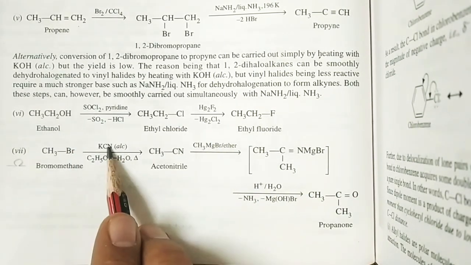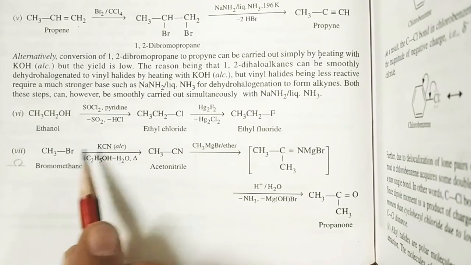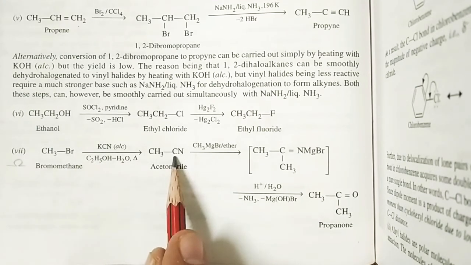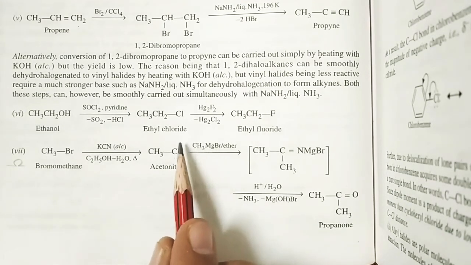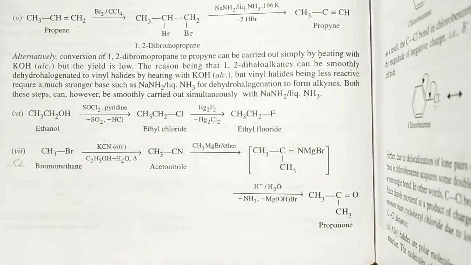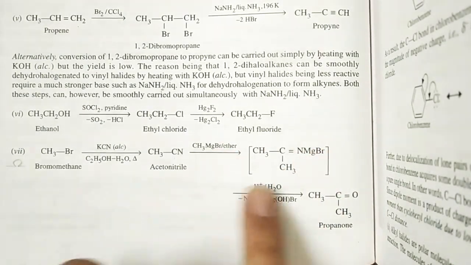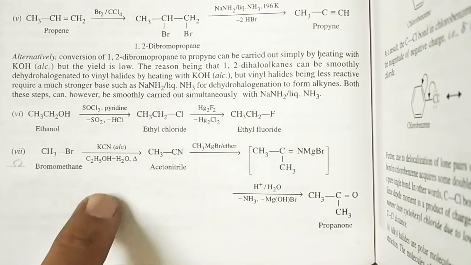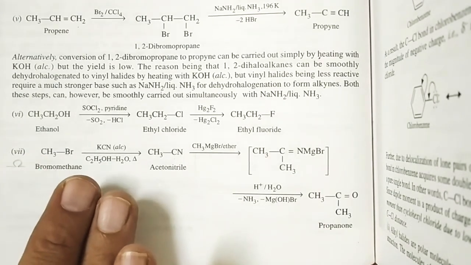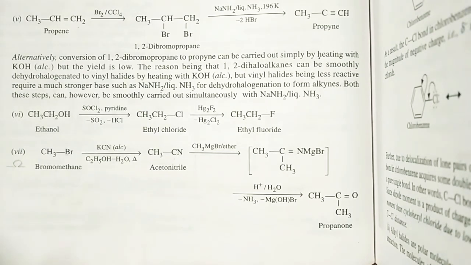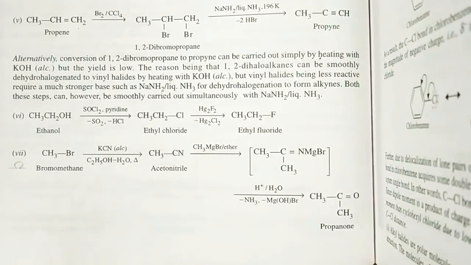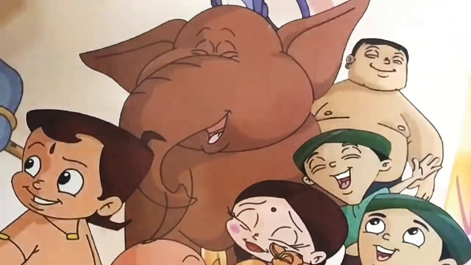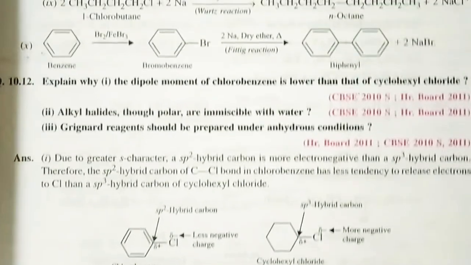Methyl bromide reacts with potassium cyanide, a nucleophilic substitution reaction. So we get methyl cyanide, or ethanenitrile, or acetonitrile. This cyanide has a triple bond, so we have to use a Grignard reagent, and we get an intermediate product, and then hydrolysis gives propanone. But if you only have an idea about haloalkane, haloarene and hydrocarbon, you can't complete these conversions at present. Okay. Now, the next portion is given like that. Next.